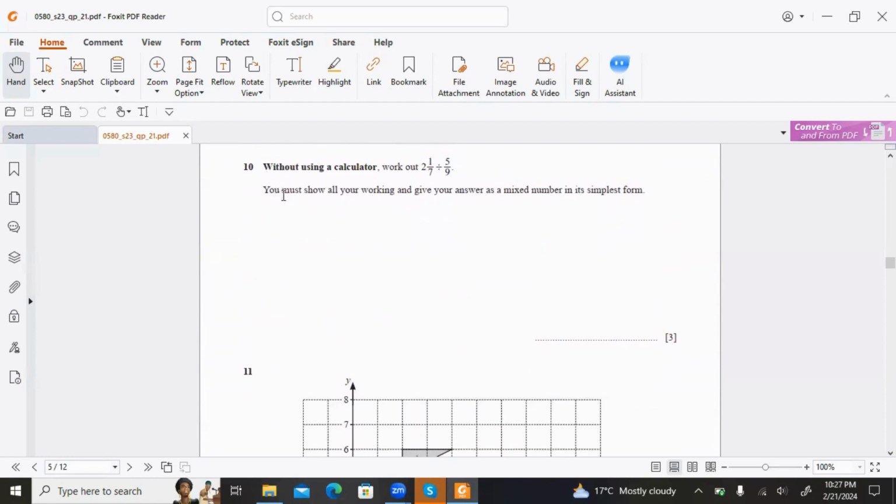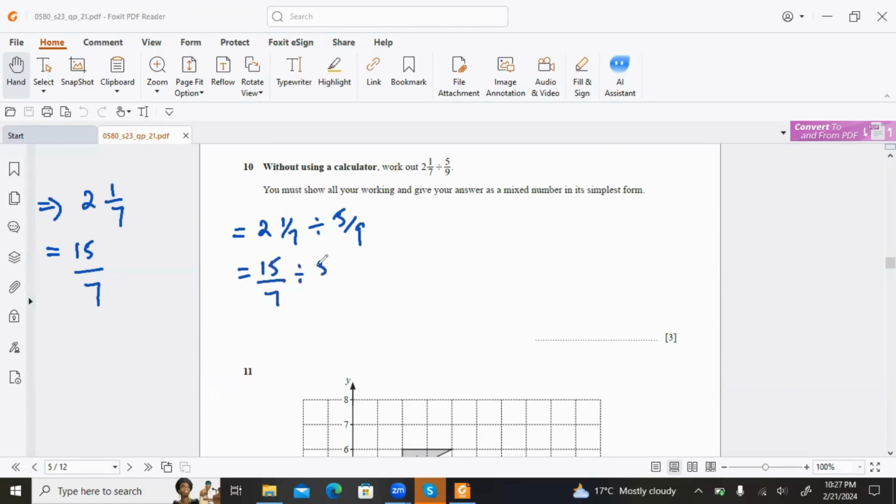Question 10 is asking us to work out the value of 2 and 1 over 7 divided by 5 over 9 without using a calculator. So first you'll convert 2 and 1 over 7 into an improper fraction. Right now it's a mixed number. To convert a mixed number into an improper fraction, we first multiply the denominator with the whole number, and then whatever the result is, we add that to the numerator. So 2 times 7 is 14, and 14 plus 1 is 15 over 7. So I'm going to replace the 2 and 1 over 7 with 15 over 7.